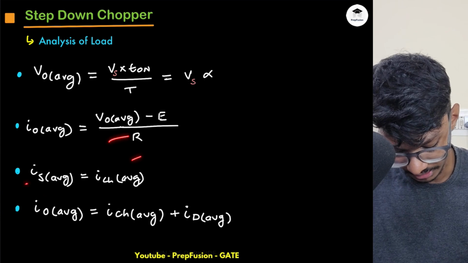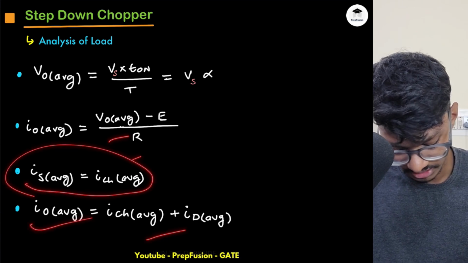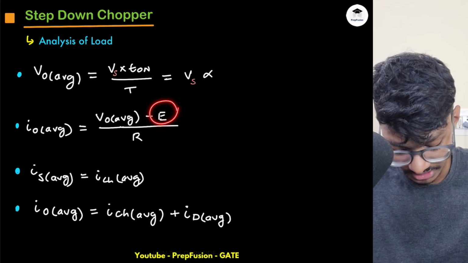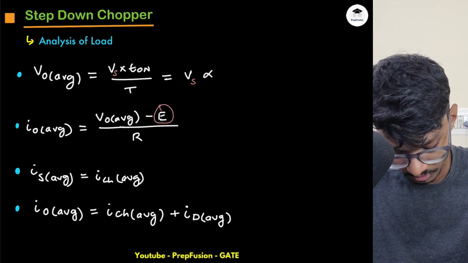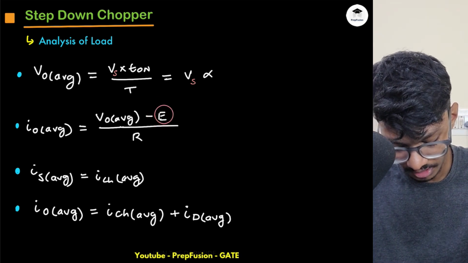V average minus E by R. IS average is IL average, IO average is the same, ID average, all those things are the same. Just here, right, an extra minus E will come up in the IO average. That is just the extra thing.